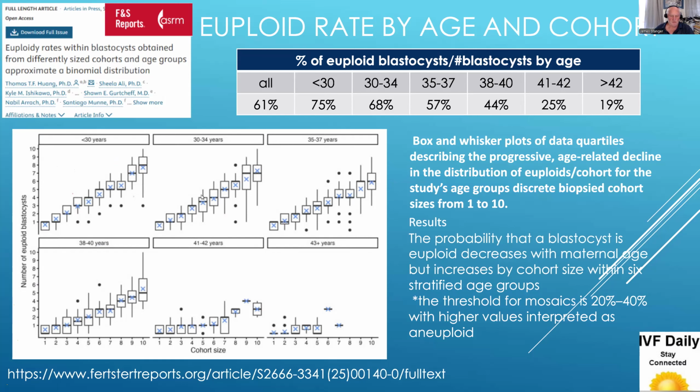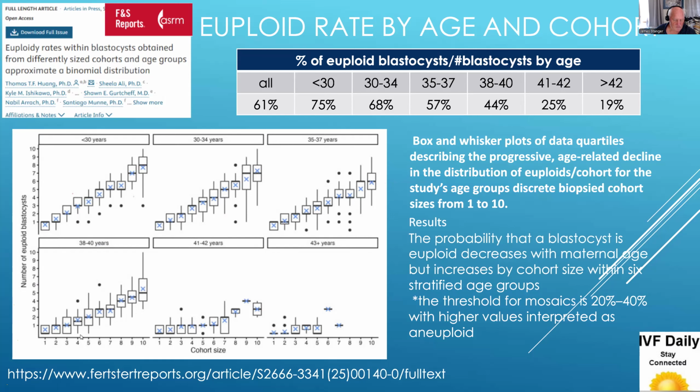For 30 to 34-year-olds, you can see it's also fairly linear, but not quite as harmonious as under 30. Once again, it slopes a little bit more, a little bit less. So for 35 to 37-year-olds, if you got a high AMH and managed to get 10 blasts for biopsy, your chance of getting euploid is roughly about half. It falls to even less than that, just over 1/3 if you're 38 to 40.